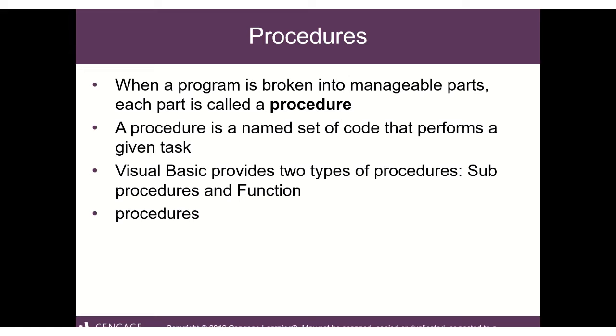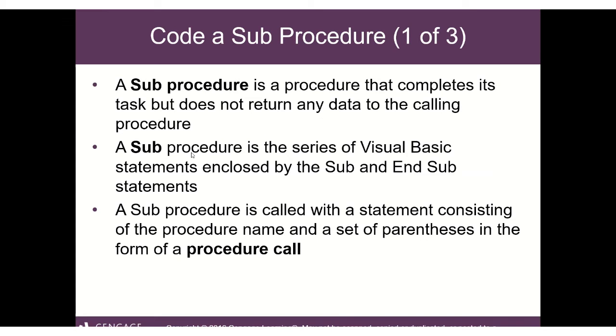Visual Basic provides two broad types of procedures. Number one is sub, that does not have any return type. It does not return anything, and the function which returns something. So a sub procedure is a procedure that completes its task but does not return any data to the calling procedure. A sub procedure is the series of Visual Basic statements enclosed by the sub and end sub statements.